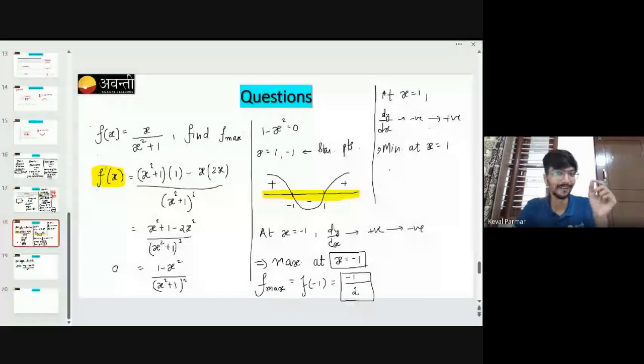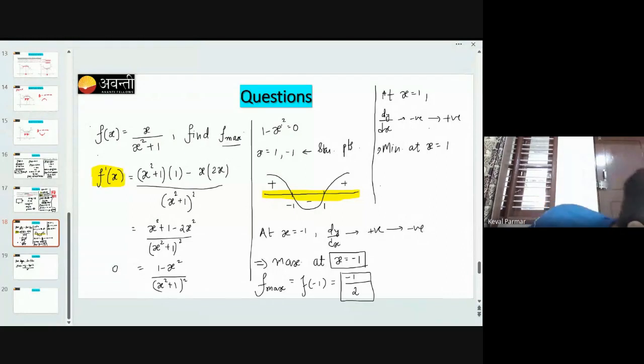So obviously we have to find only f max, so we don't need to find f min. But I just wanted to show how we use the first derivative test. We use the wavy curve method. You can also cross check using the second derivative test. If you cross check using the second derivative test, then it will be verified. Both of the tests work. Got it?